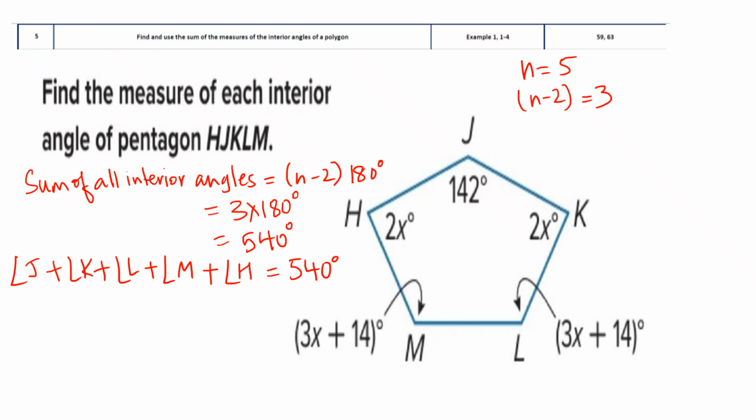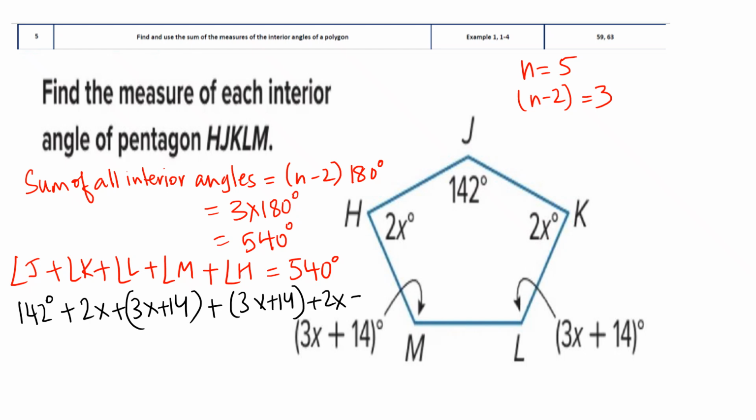Angle J is 142 degrees. Angle K is given to be 2x. Angle L is given to be 3x plus 14. Angle M is also equal to 3x plus 14. Angle H is equal to 2x. And this all, if I add, I get 540 degrees.